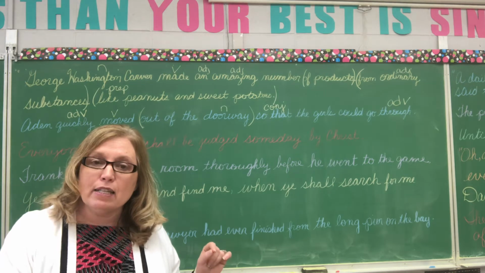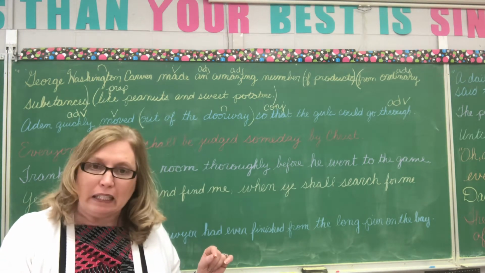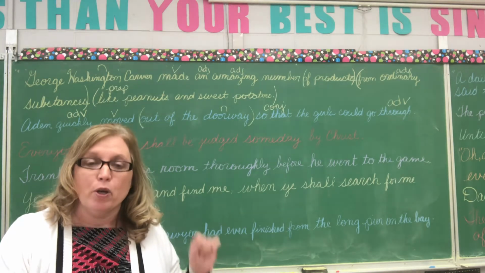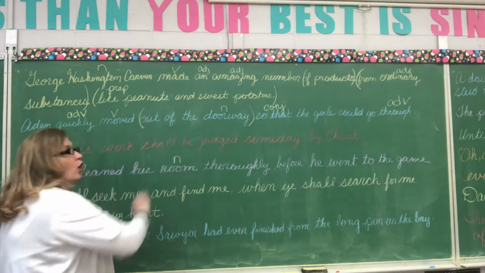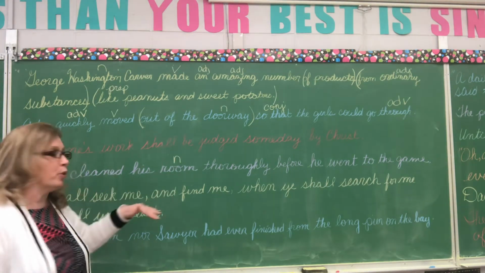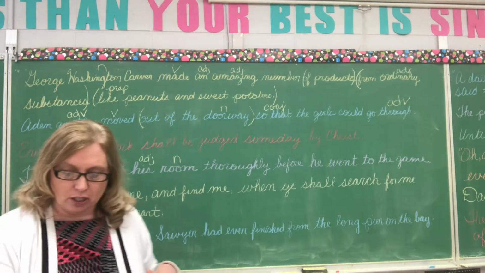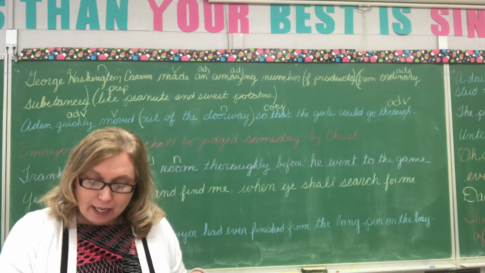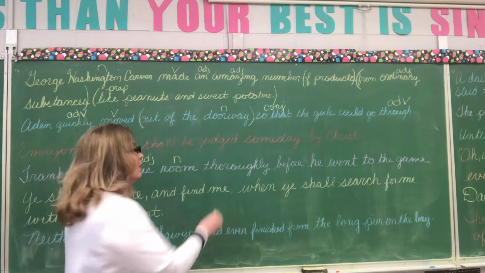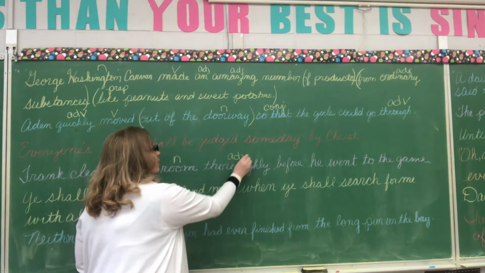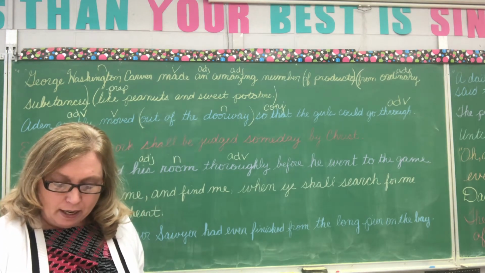Okay, cleaned is our verb. Frank is the subject. What did Frank clean? He cleaned his room. Room is a thing, right? So room is a noun. Whose room? His room. So his is an adjective. Okay? How did he clean? He cleaned it thoroughly. If it answers the question how, it is an adverb. Okay? And let's keep going here real quickly.